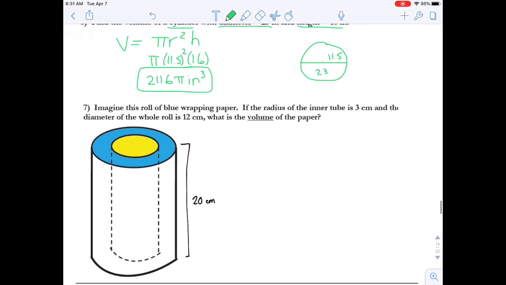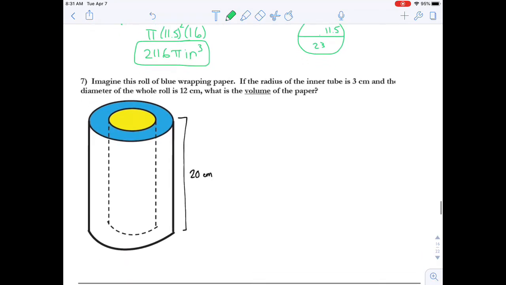And we got one more here, a little trickier one. Imagine this roll of blue wrapping paper. Okay, the radius of the inner tube is 3 centimeters. And the diameter of the whole roll is 12. What is the volume of the paper? So again, we want to figure out the volume of the paper. We want to figure out this and then the height of it going down. So we want to take the large roll, the big cylinder, minus the small one, the small center, and that would then give us left what's in there.